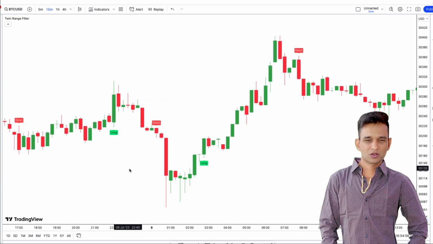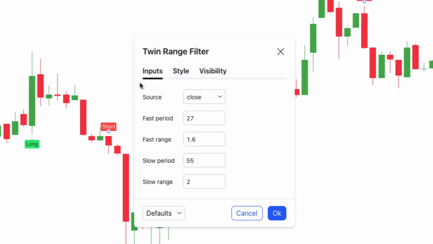To do so, open the settings of the Twin Range Filter indicator. In the Input tab, make sure the source option is set to close. Then change the Fast Period option to 45 and the Fast Range option to 2. Set the Slow Period to 145 and finally change the Slow Range option to 3.